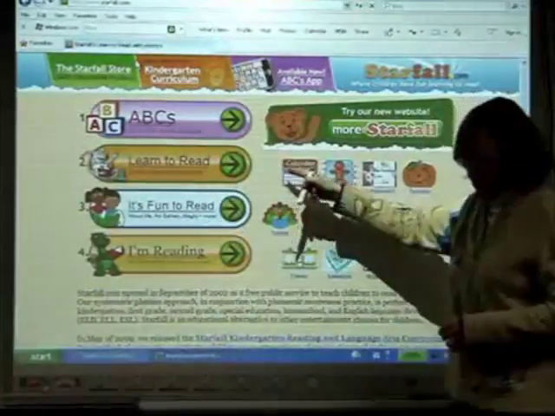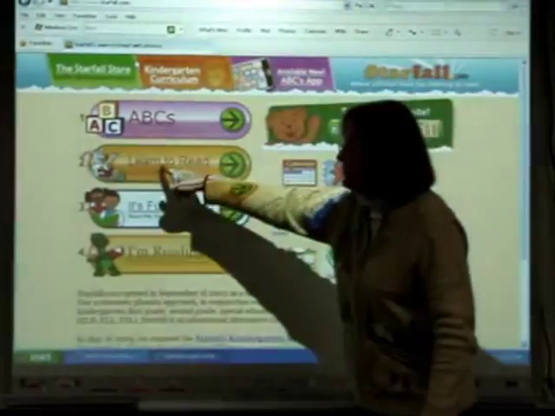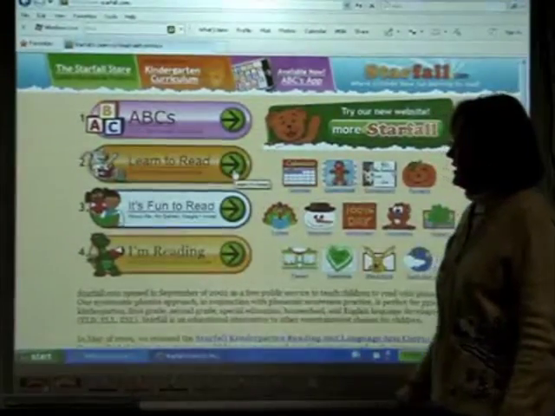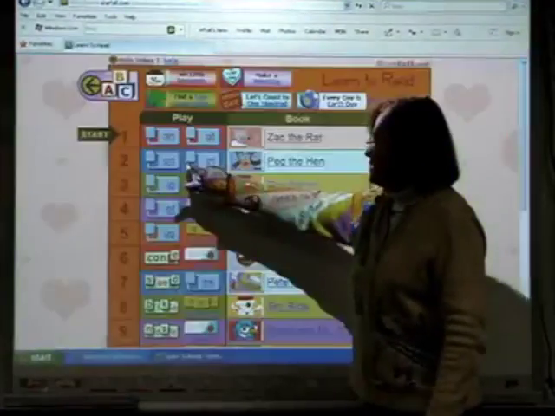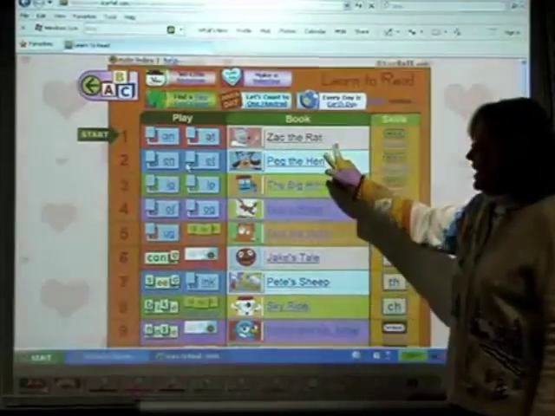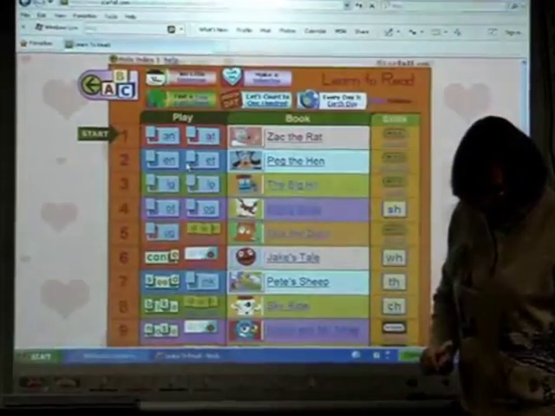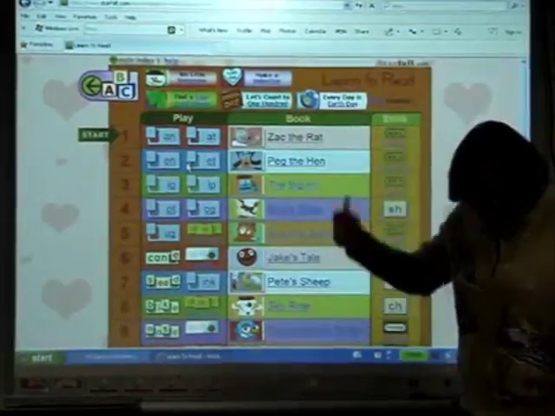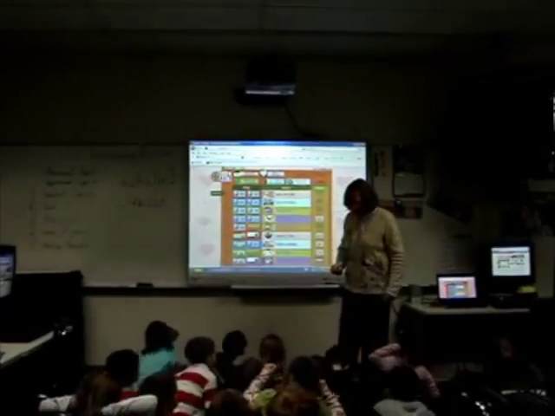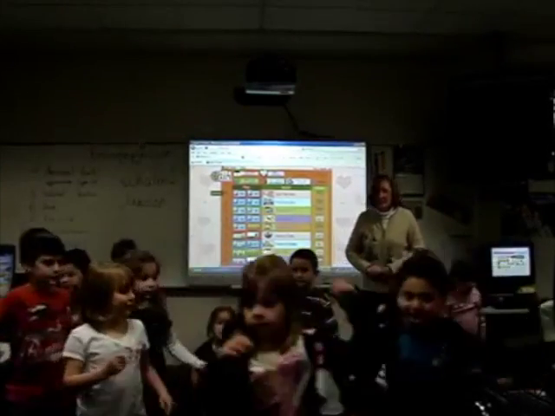Good job. Your computers are at Starfall right now, right? Okay, so you're going to go to number 2. It says Learn to Read. You're going to click on Learn to Read. Let's see if it's going to let me do it. There we go. And then you already did At and you did Zach the Rat. So you could do some of these other word families. Are you guys ready? You ready to give me a silent cheer? Yes. Let's quietly go to our computers. Good job.